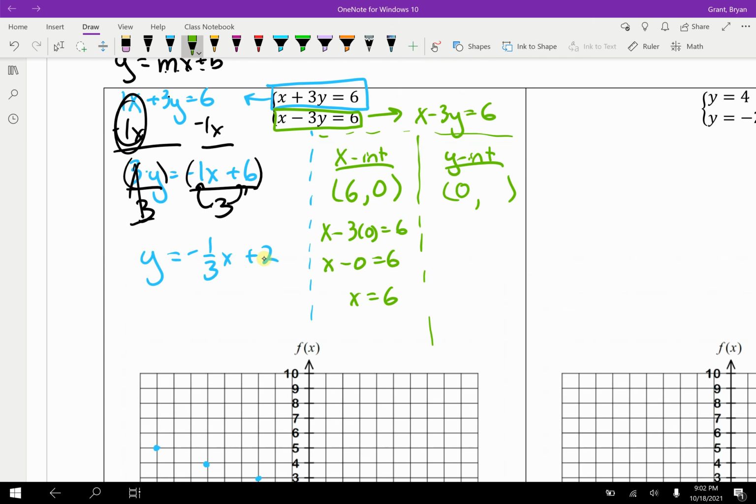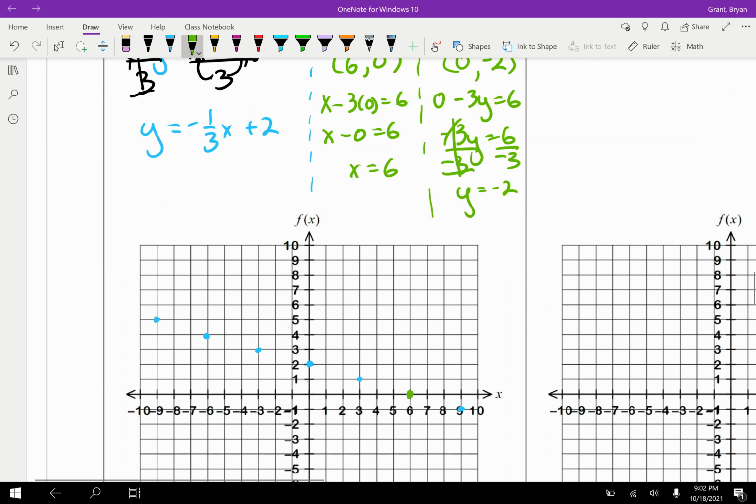The y-intercept has the 0 in the x position. Right, I'm just starting with this equation each time. 0 minus anything, there we go. And then divide off that negative 3. Don't forget the negative, most common mistake. Y equals negative 2. So our y-intercept is 0, negative 2. There are my two points.